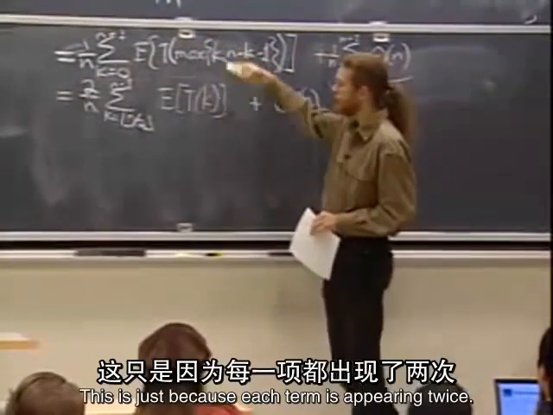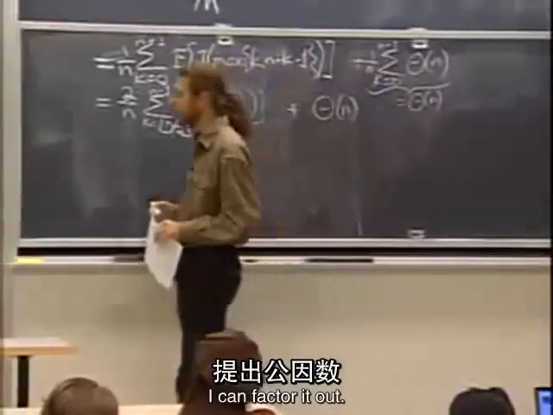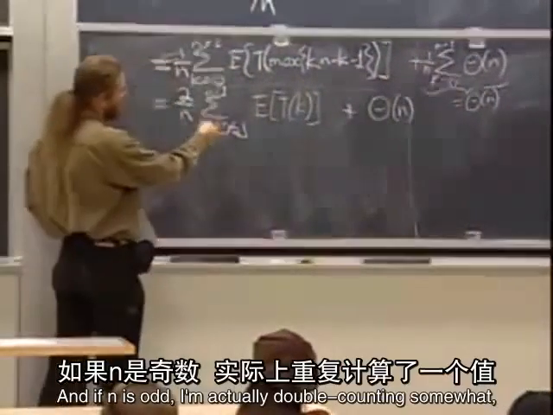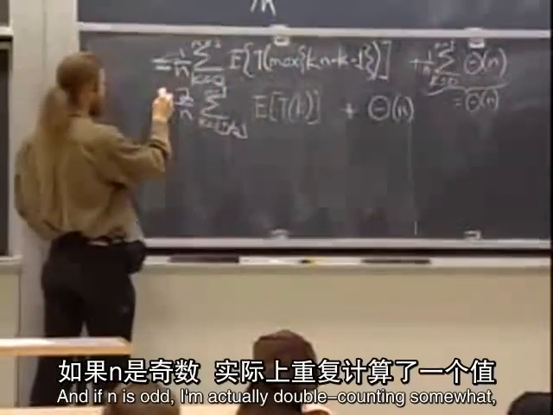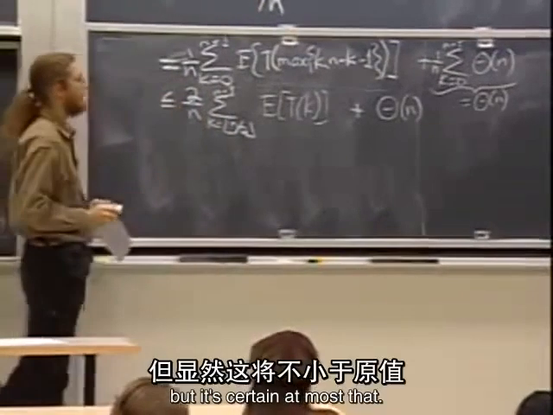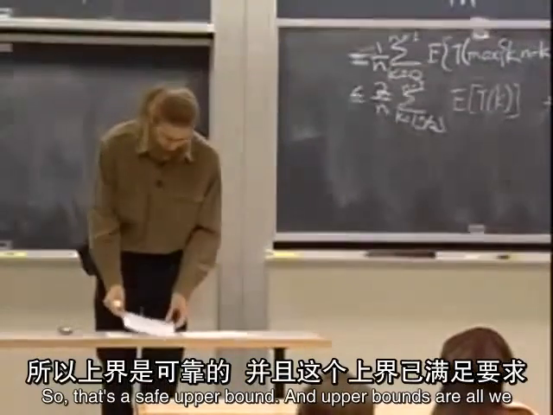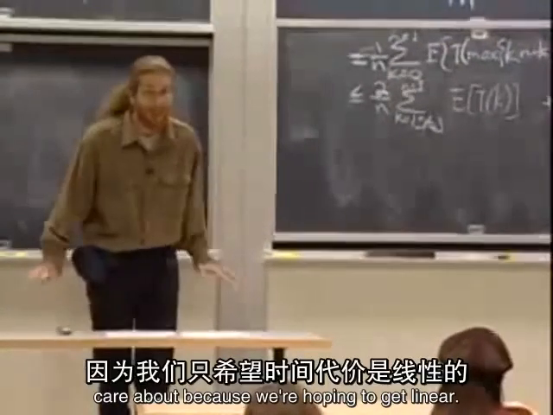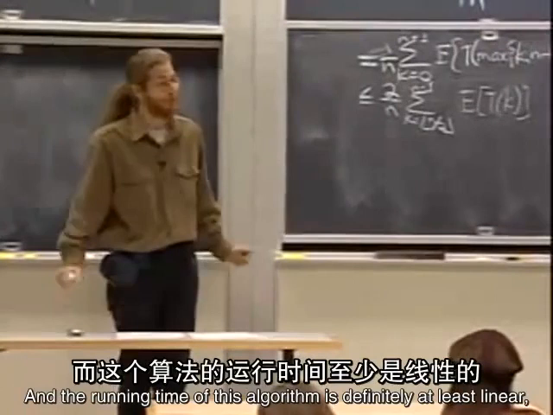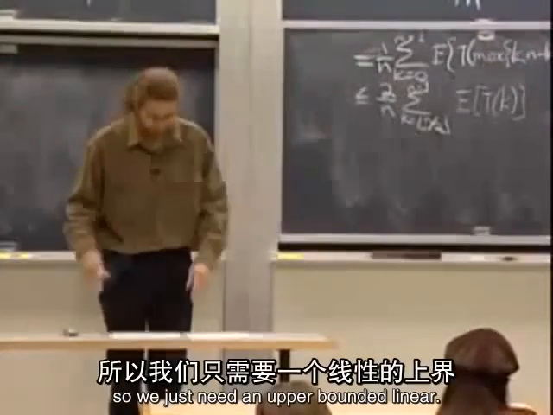So this is just because each term is appearing twice. I can factor it out. And if n is odd, I'm actually double counting someone. But it's certainly at most that. Okay, so that's a safe upper bound. And upper bounds are all we care about because we're hoping to get linear. And the running time of this algorithm is definitely at least linear. So we just need an upper bound of linear.